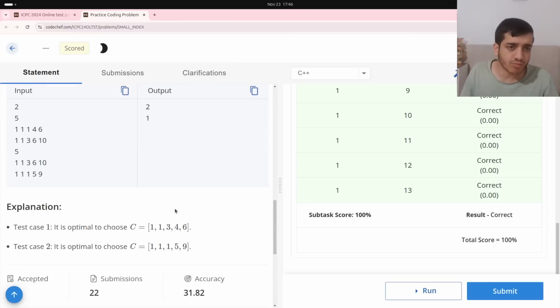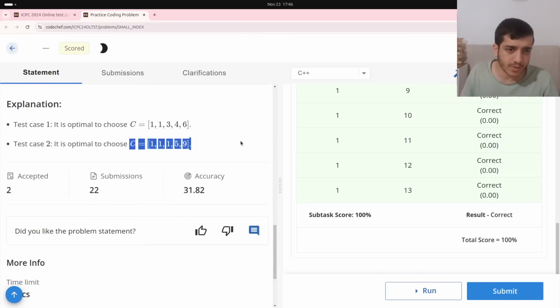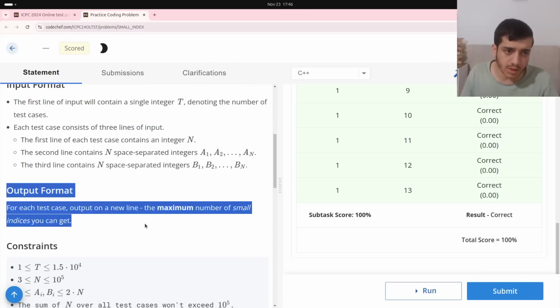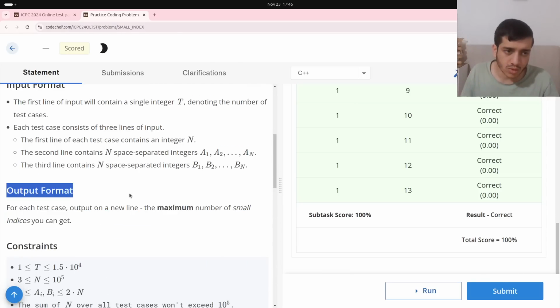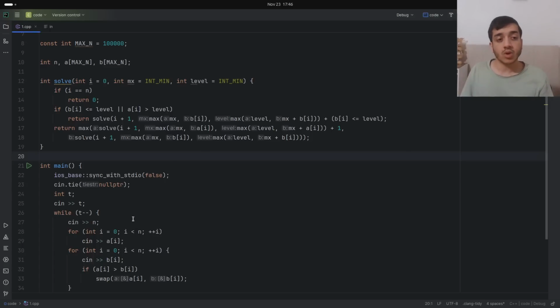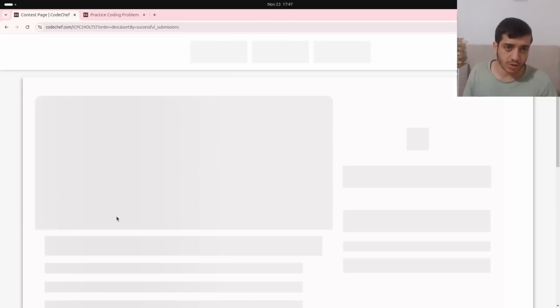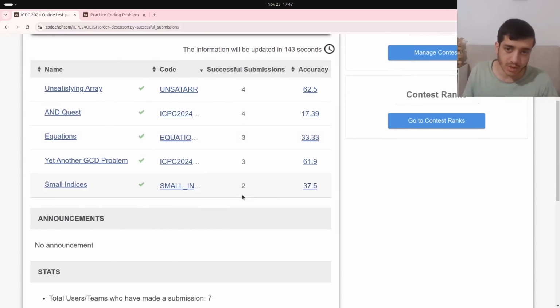I'm unsure that this is true. I will do some investigation. I will notify the judge, I mean the problem setter, about this, and I'll make sure that this is really correct.